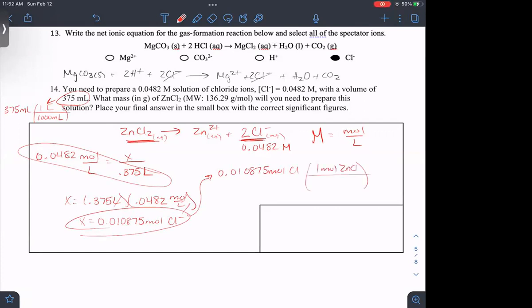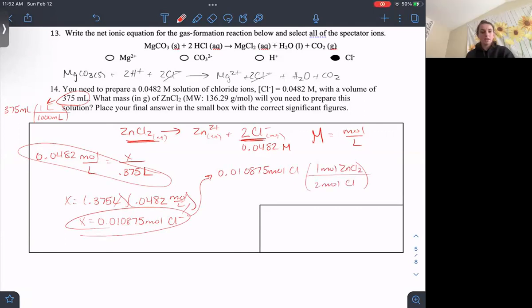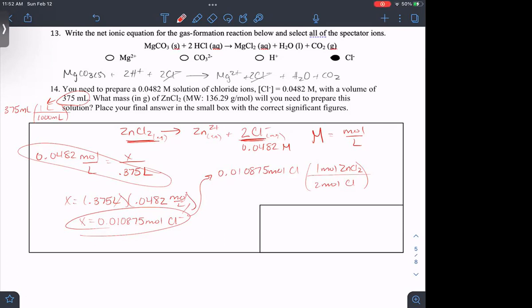If you don't mind me asking, why is that again? Why we use the mole ratio? So we need to use our mole ratio because right now we're on our product side. In order to get to our reactant side, we can only switch between reactants and products, or really anything, through using the mole ratio, or that stoichiometry. So in order to get to how many grams of zinc chloride we need, we need to get to moles first. And so in order to get to moles of zinc chloride, we need to use that molar ratio to switch from product to reactant. Okay, thank you. Yep.